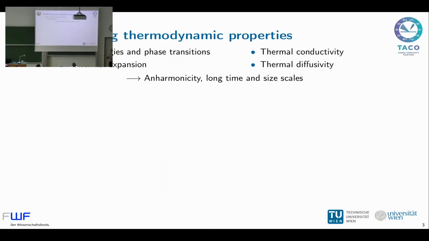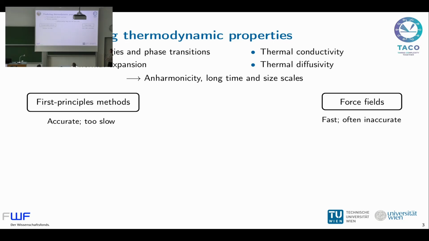So the introduction to the work is really quite broad, very general. It's kind of like the dream of many material scientists and physicists to be able to predict free energies and phase transitions and thermal conductivity and all these properties with high accuracy. But all these properties require simulations that are very long in time and time scales, and also it requires us to be able to describe anharmonicity with really high accuracy.